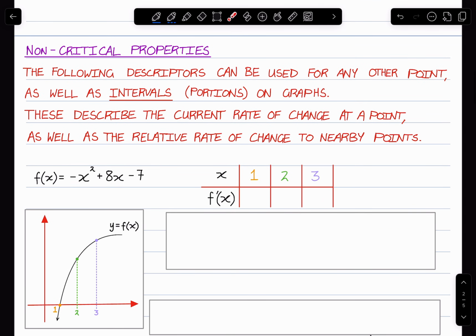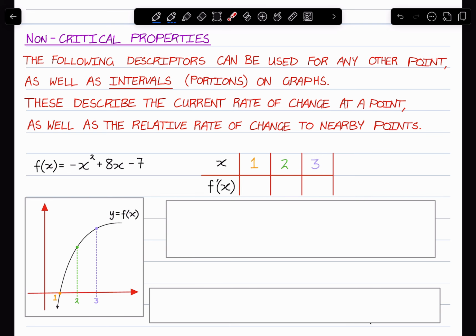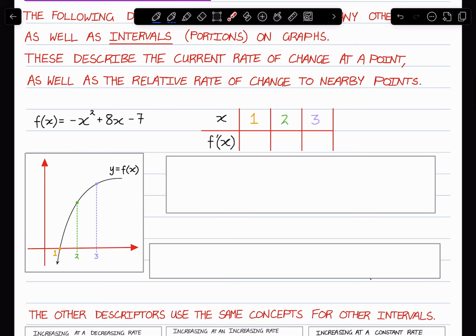But now there are also what I'd like to describe as non-critical properties, or the rates of rates. You'll see why it's called that in a moment. The following descriptors can be used for any other point that's not a critical point, as well as intervals, meaning portions on graphs. These describe the current rate of change at a given point, as well as the relative rate of change to nearby points. So it's the rate of rates.